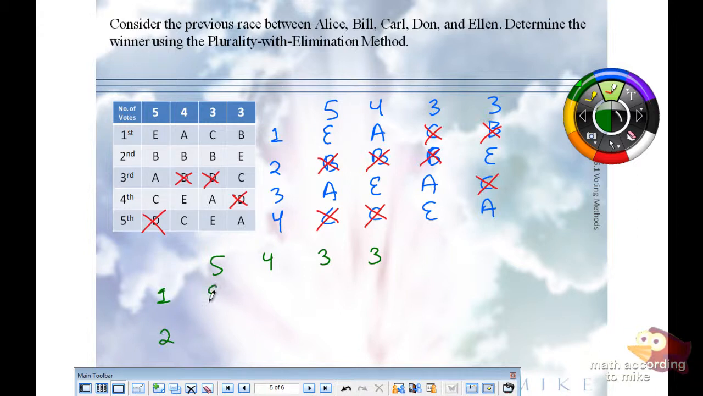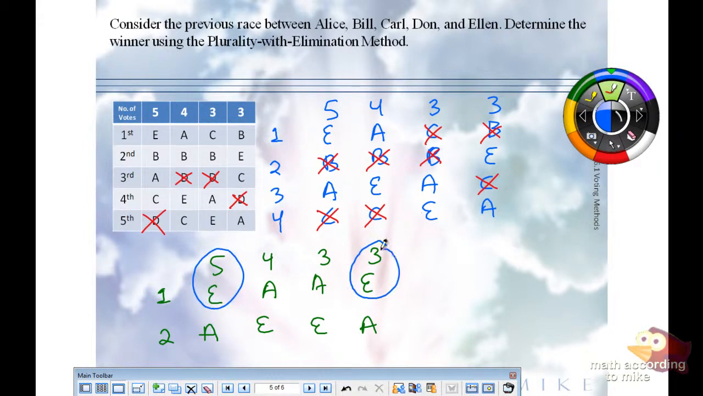So the first column is E, A. Then we have A, E, another A, E, and then E, A. Ellen has 5 plus 3, so 8 votes. Well, that's more than majority, because if we have 15 voters, we need 8 or more to be considered majority. So who wins with plurality with elimination? Ellen.